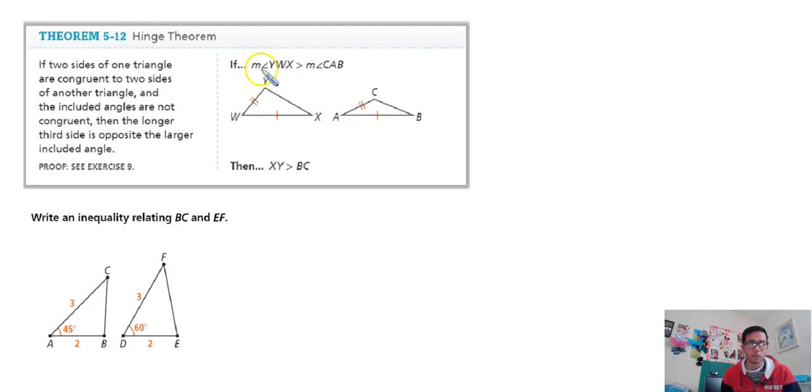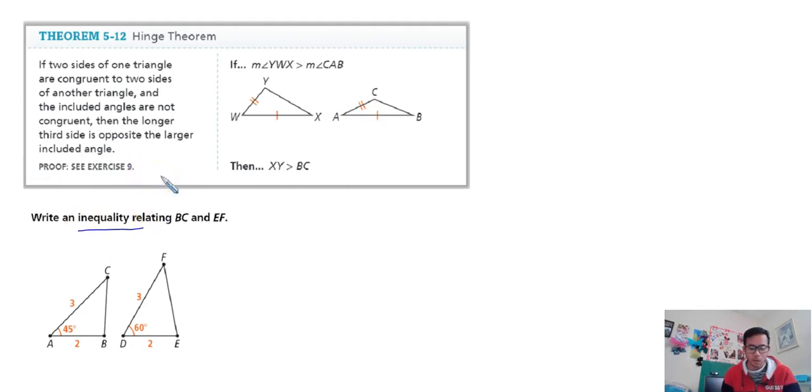So if the measurement of angle YWX is greater than the measurement of angle CAD, then XY here is greater than BC. Now what we are going to do is write an inequality, and we are going to base our answer on Theorem 5-12.